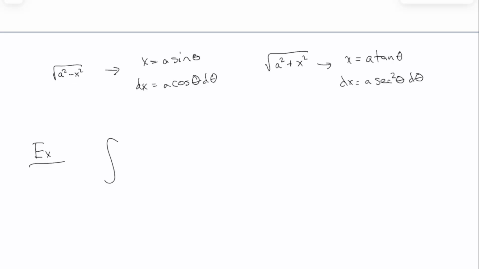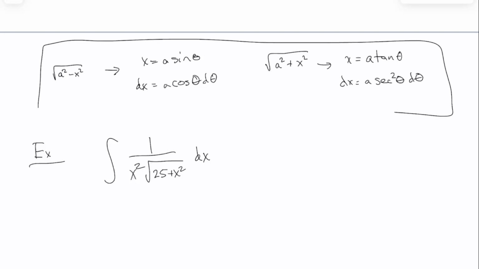How about the integral of 1 over x squared times the square root of 25 plus x squared, dx. As far as things that you have to more or less memorize to make these tricks work, it's really just this, right? These are the formats that you need to remember in terms of which substitution I am supposed to do in this or that example.